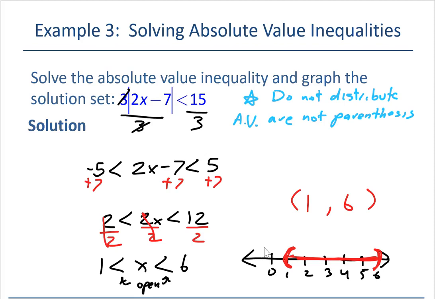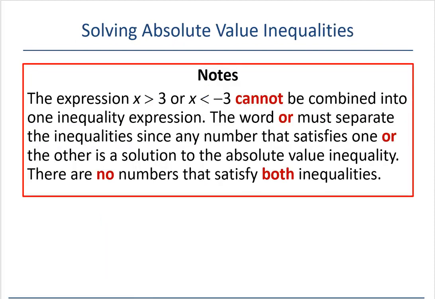Okay, let's continue on. We've got a note coming up here. The expression x is greater than 3 or x is less than negative 3 cannot be combined into one inequality expression. The word or must separate the inequalities, since any number that satisfies one or the other is a solution to the absolute value of the quantity. There are no numbers that satisfy both.